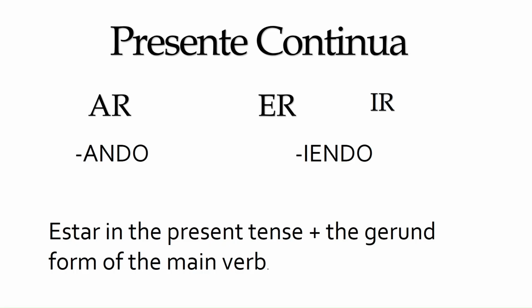When there is an AR verb, the conjugation of this verb will be ando in present continuous tense. Presente continuo: ando. And when there is an ER or IR verb conjugation, it's iendo, yendo. Ando and iendo.